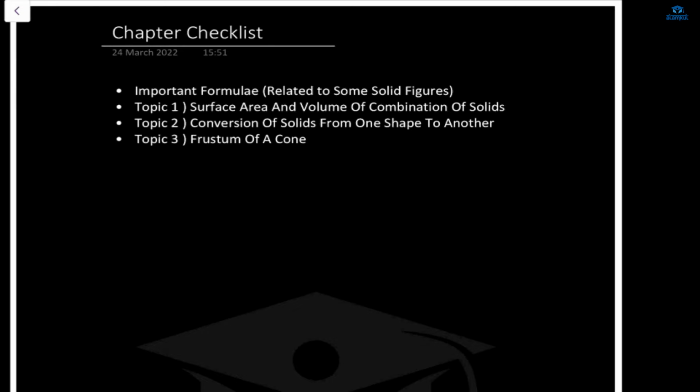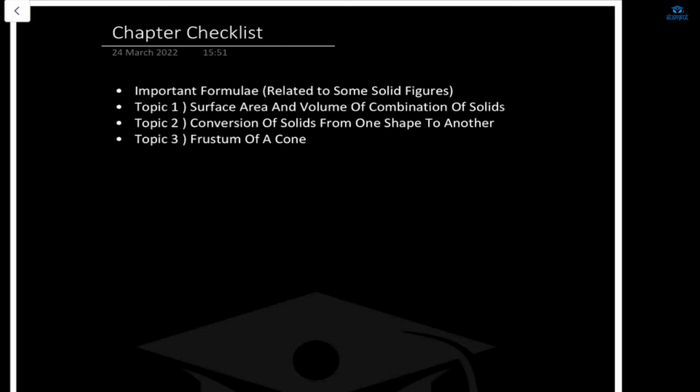combination of solids. Moreover, the frustum may be there. The chance of a frustum is 50%. Other questions can also be there, but one such question will be there. So remember the formulas.